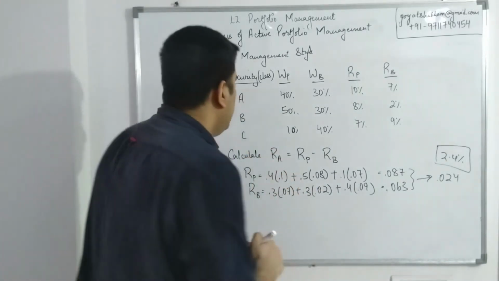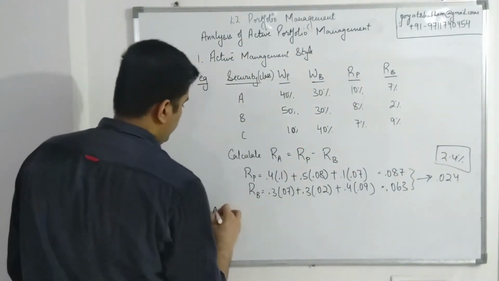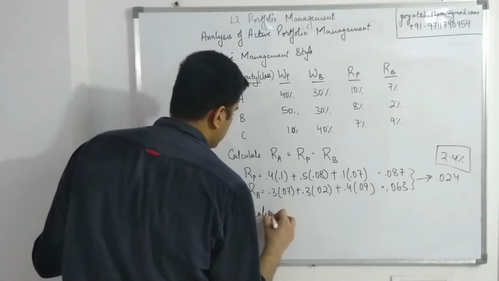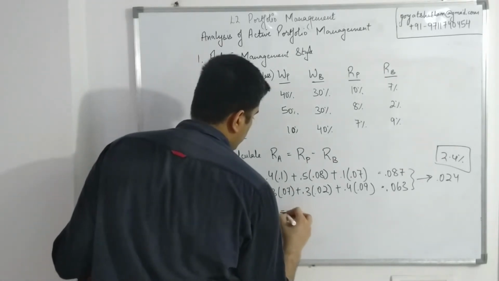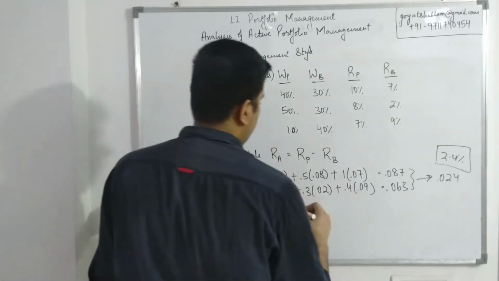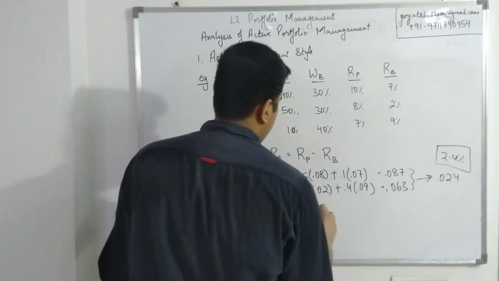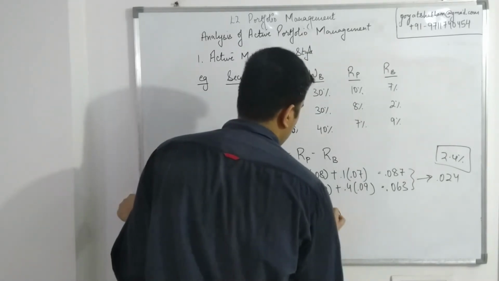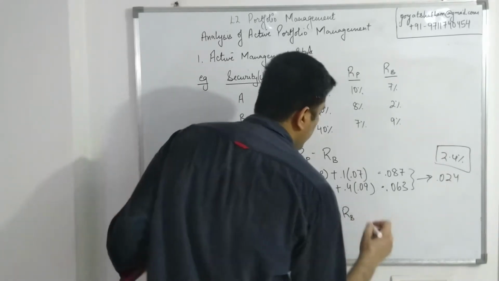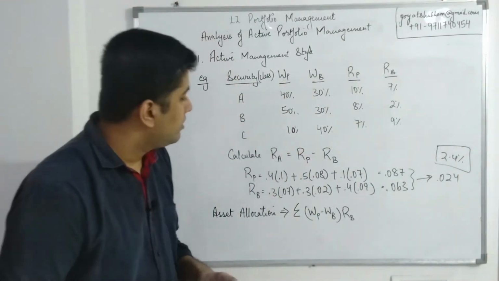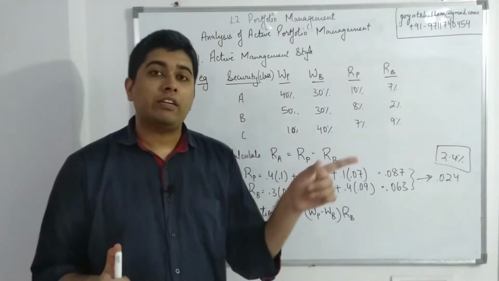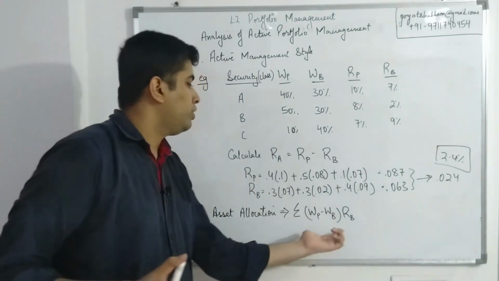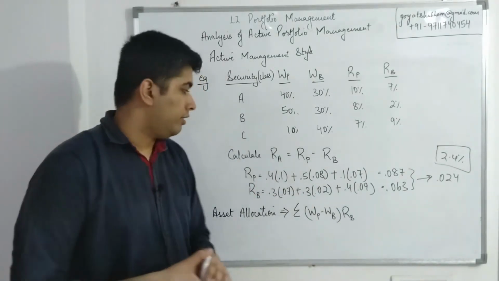So we have asset allocation. This is calculated as the sum of change in weights, so change in weights of portfolio minus benchmark, multiplied with return of benchmark. If you remember carefully, we had a similar formula for the factor return also. It was difference in beta multiplied with risk premium. That's pretty much what we're doing here: difference in weights multiplied by return.